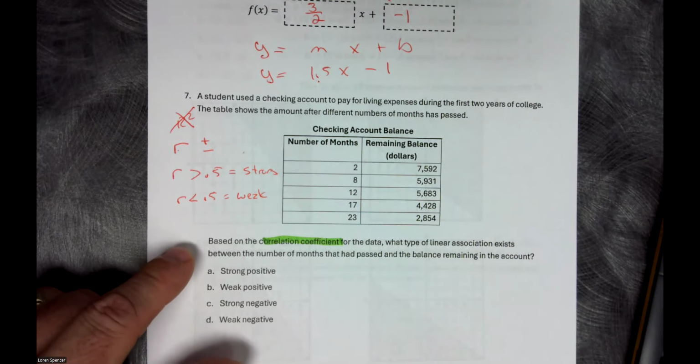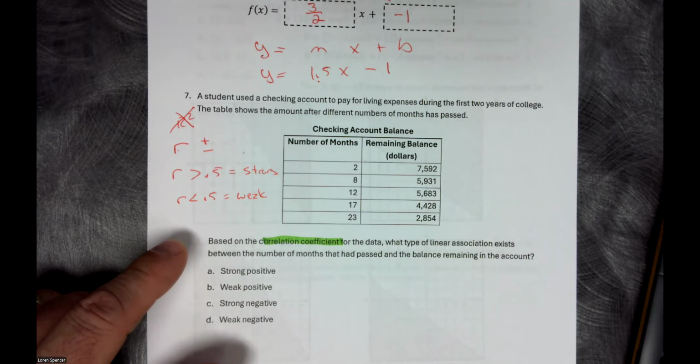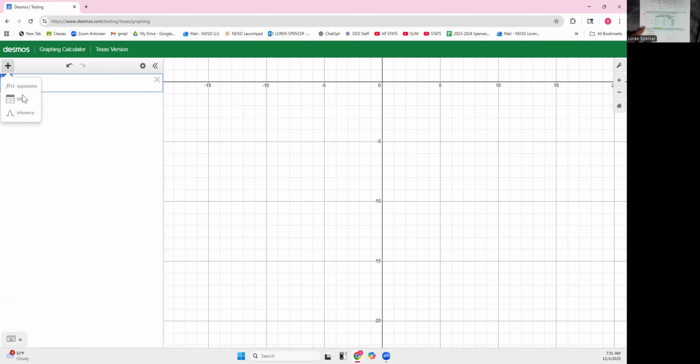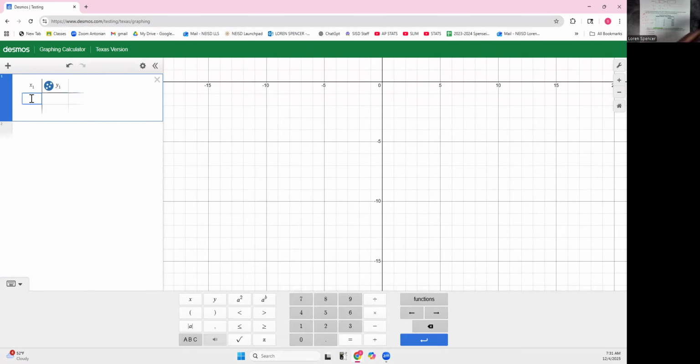So I need to put this in Desmos, and we're going to go ahead and run this thing. So we're going to press share screen, and I'm going to clear this out. Remember, to get a table, you press plus, and then select the table, and we have 2 enter, 8 enter, 12 enter, and take the time to check your numbers and make sure you put all of them in.